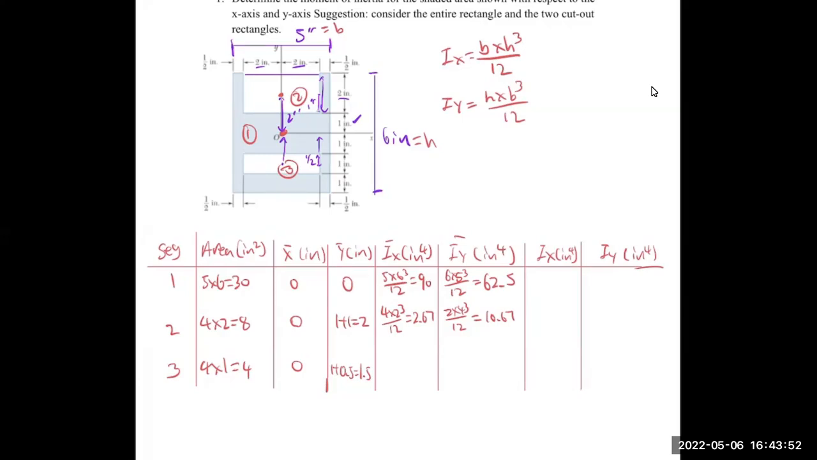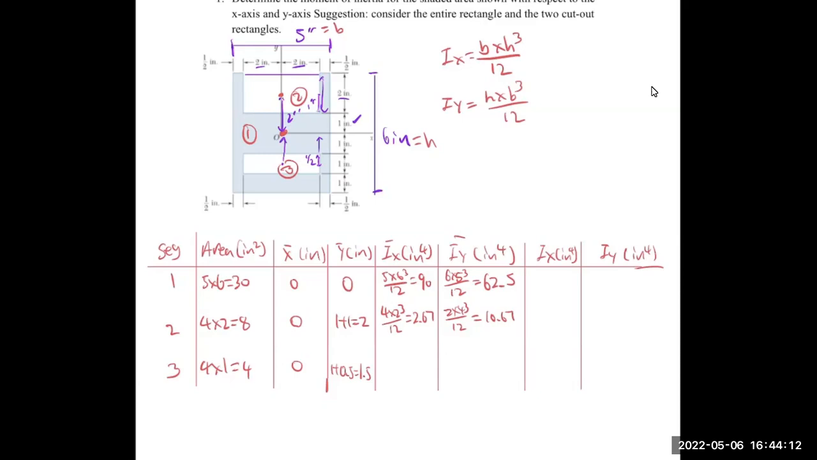And we can see that for 1, it doesn't have any, because its centroid is at the origin. So it doesn't have any x bar or y bar, but for 2, it's different. In the y direction, you can see that they do have a distance from their centroid to the origin, but in the x direction, they don't.